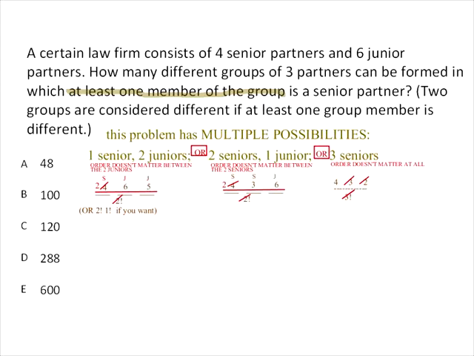So when you do this, 2 times 6 times 5 is 10 times 6. That's 60. This is just 6 times 6. That's 36. This is just 4. So the final answer we wind up with is 60 plus 36 plus 4, which is 100.